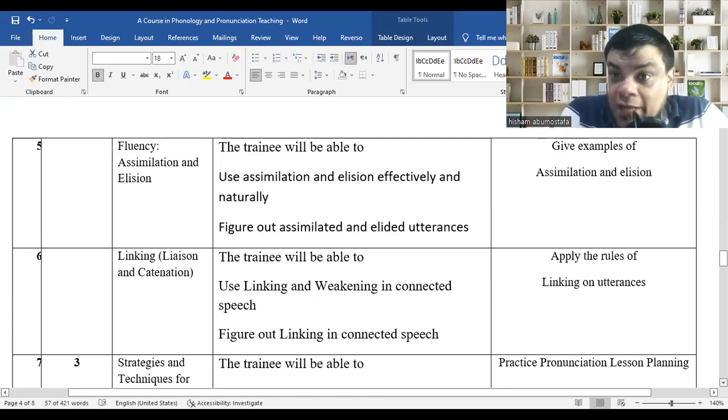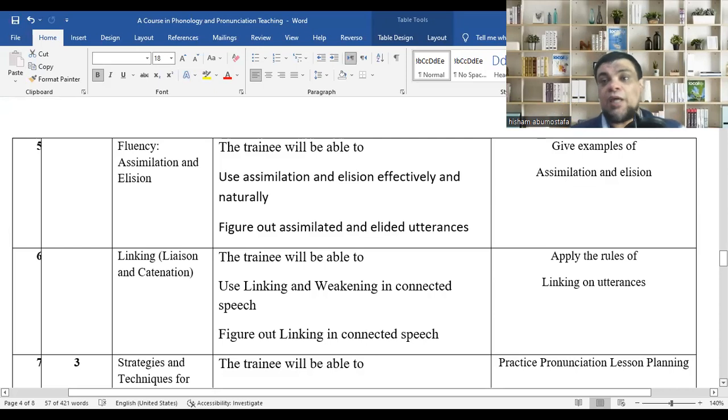So you should practice this. You should have examples and we should practice this, and all the time you are giving feedback. Figure out assimilated and elided utterances. To figure out assimilation, you would listen to texts and identify assimilation and elision.